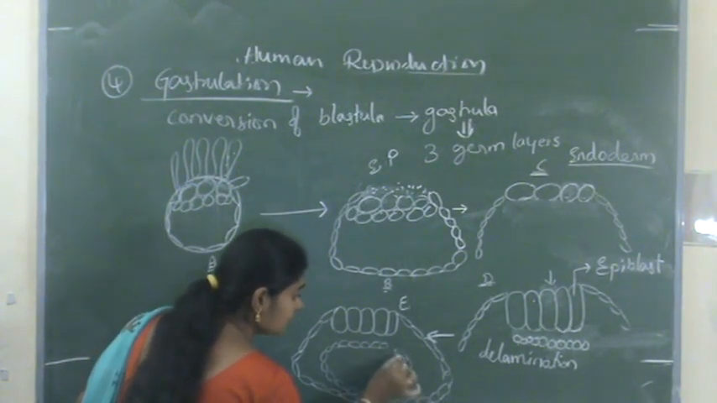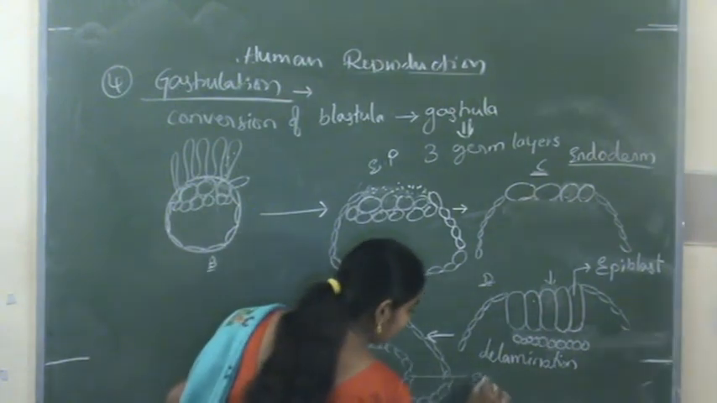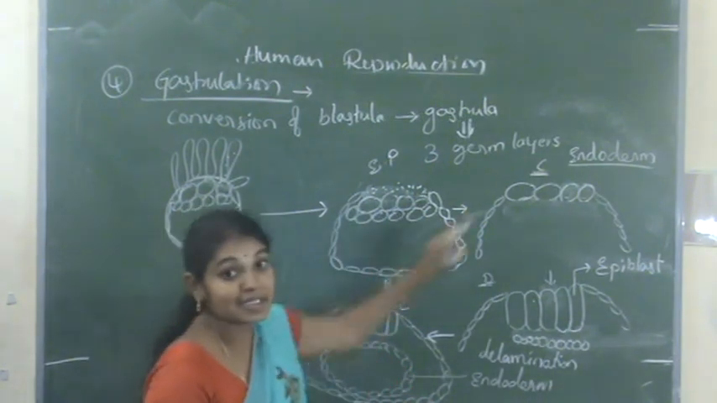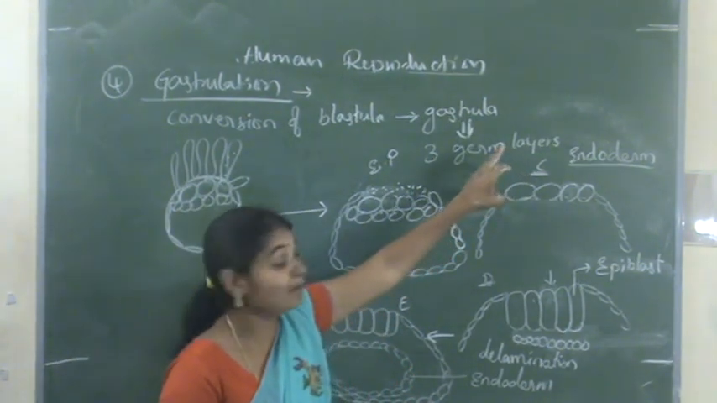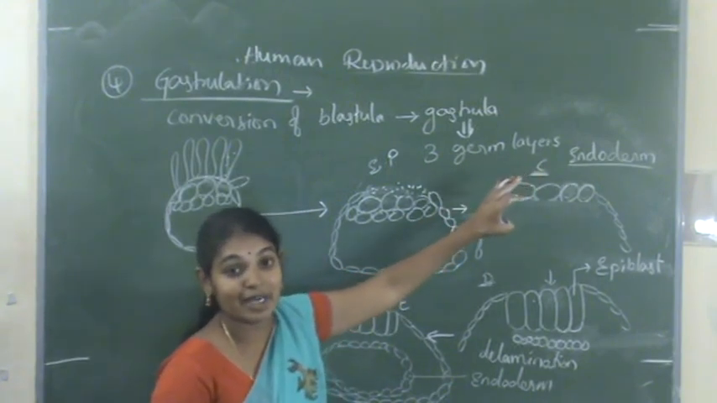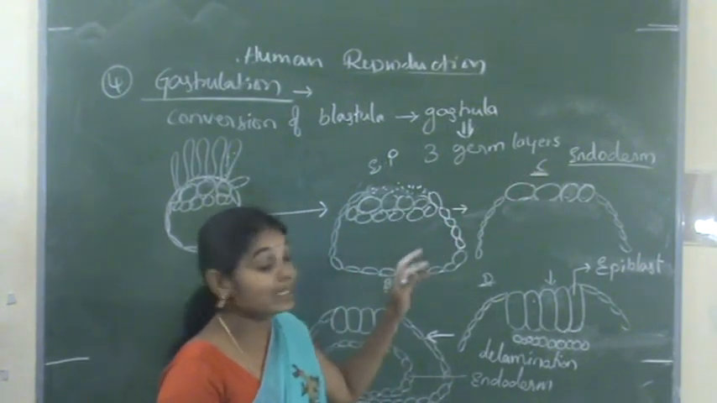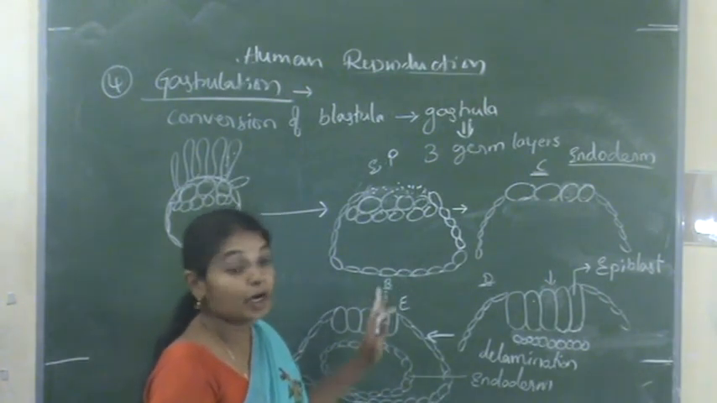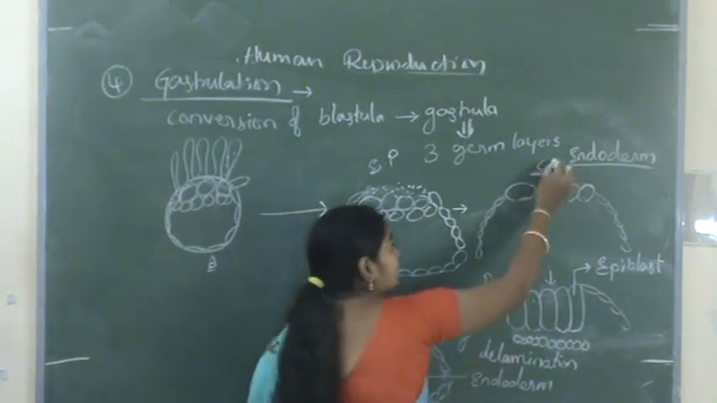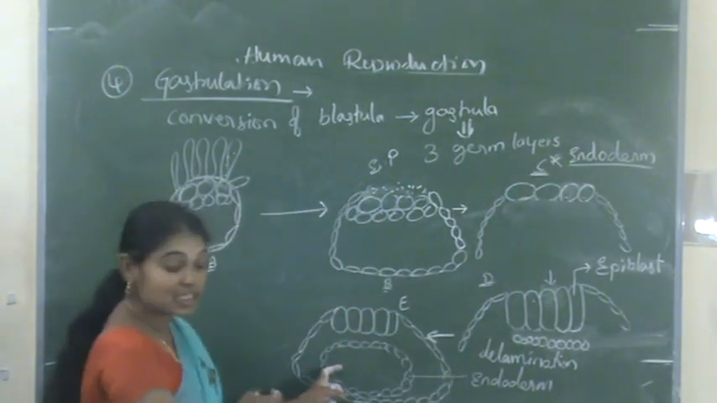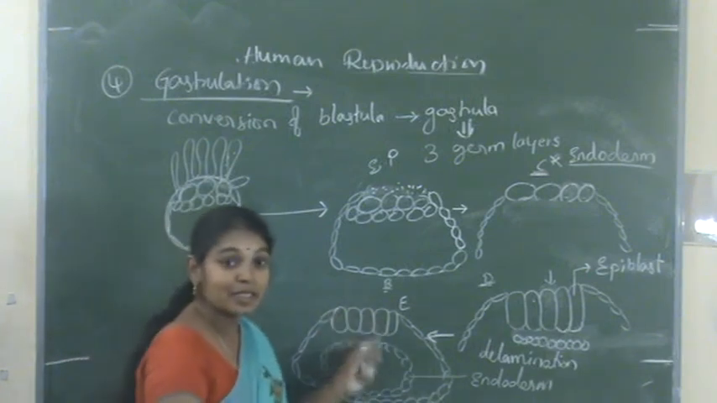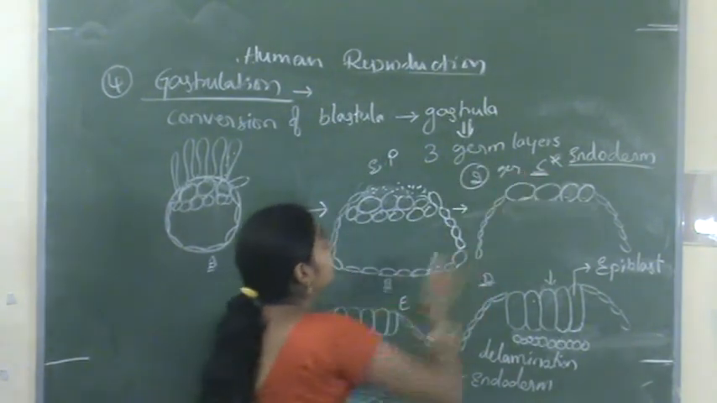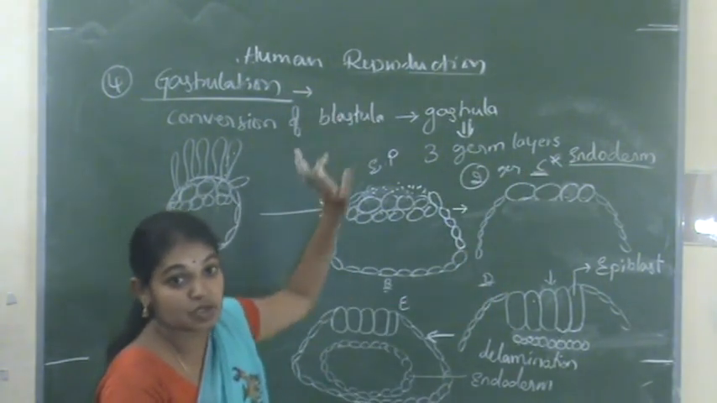And now this is known as the endoderm layer. The first germ layer to be formed is endoderm. It is very important to remember that the first germ layer is not ectoderm, but the first germ layer which is formed from this embryo proper is endoderm. So like the first endoderm, in the next class we will see the remaining two germ layers, how they form, and we will continue with the gastrulation process.